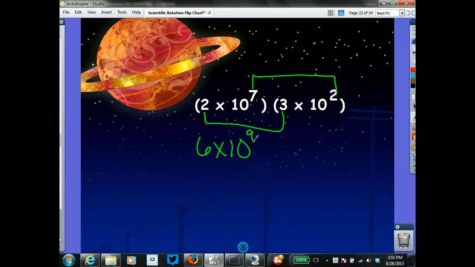Again, if you want to use the calculator to check it, make sure you put everything in parentheses. It's 2, second EE 7, then times 3 in parentheses, second EE 2. Again, it may give it to you in standard form, which is going to make you put it back in scientific notation, which is great too, but do not rely on that calculator.